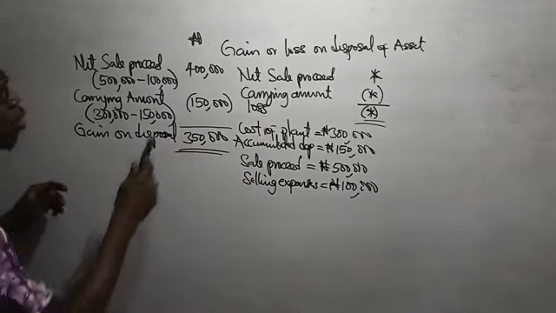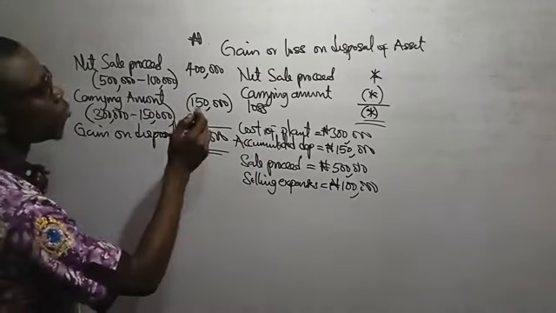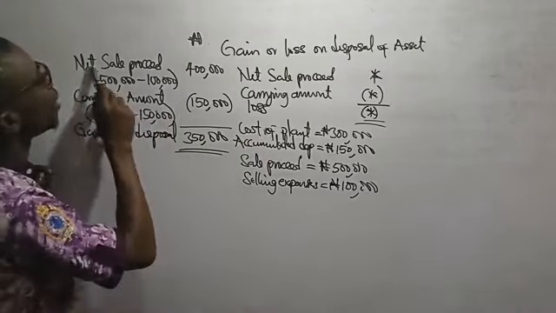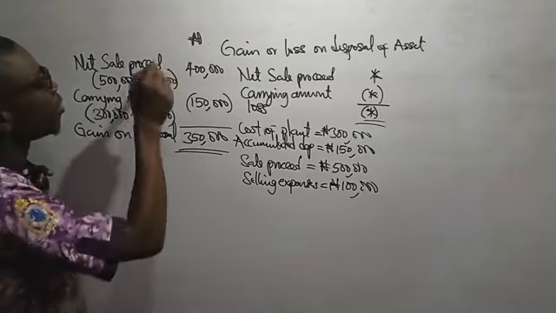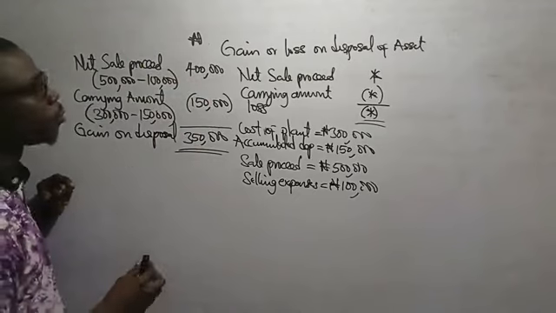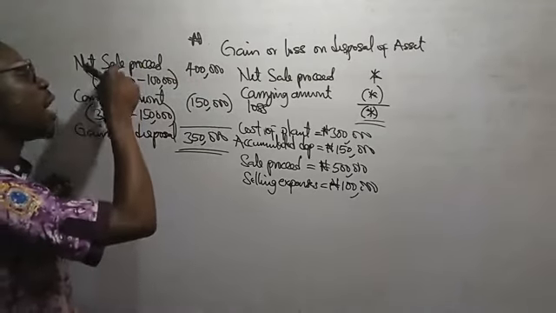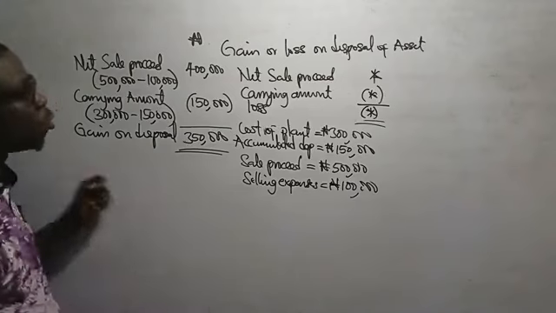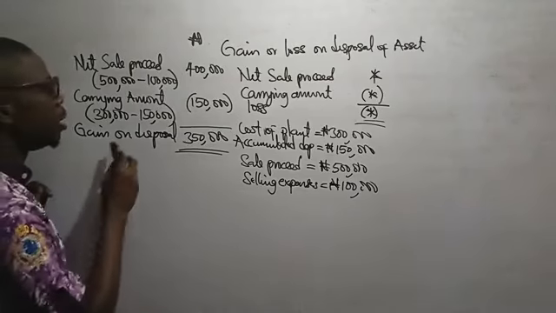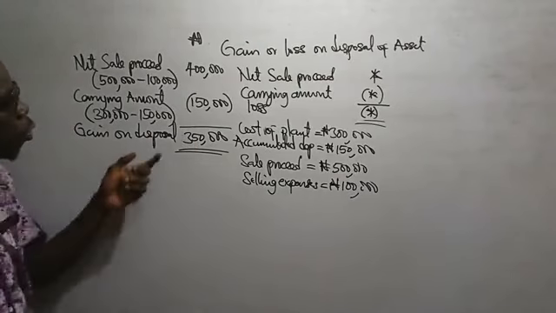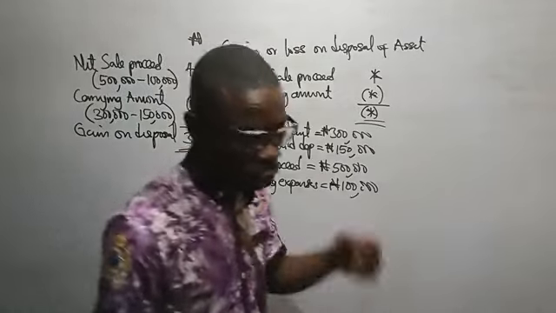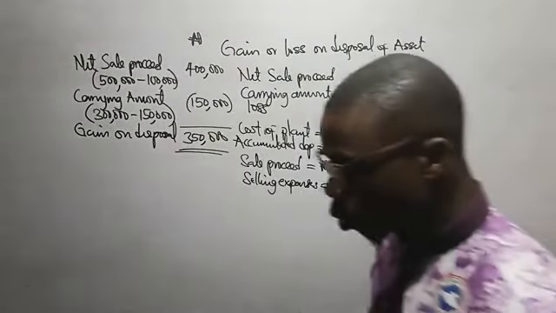But assuming the carrying amount is 450,000 naira, while the net sales proceed is 400,000 naira, that means the carrying amount of the asset is greater than the net proceed. The value of the asset is greater than the amount at which it is sold by 50,000 naira. That will be a loss on disposal. But based on this question, we have a gain on disposal.